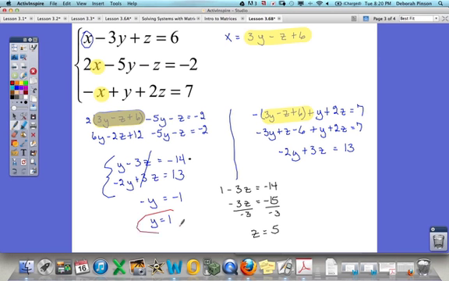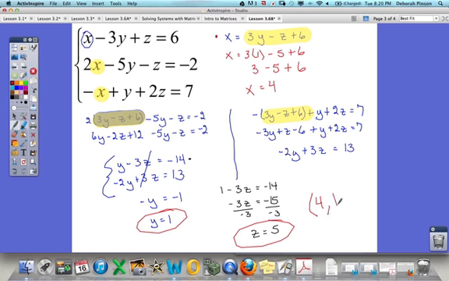So I'm going to plug those in to this equation and solve for my x. And simplify down. So 3 minus 5 plus 6, so negative 2 plus 6 is 4. So here then is my answer. My x is 4, my y is 1, and my z is 5.